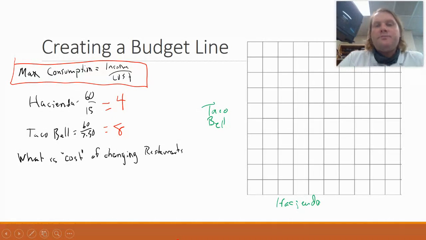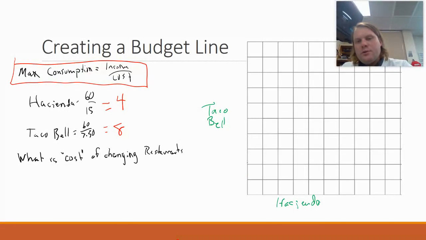Now we can put that on a graph. 1, 2, 3, 4, 5, 6, 7, 8. Or Hacienda 1, 2, 3, 4, right? And I'm going to connect these dots as good as I can. So I'm going to try to give myself a little bit of a guide here.